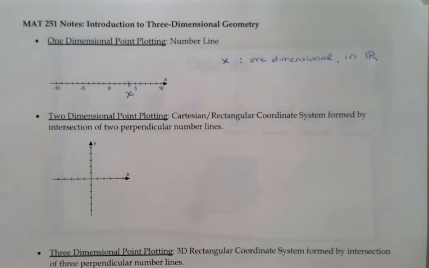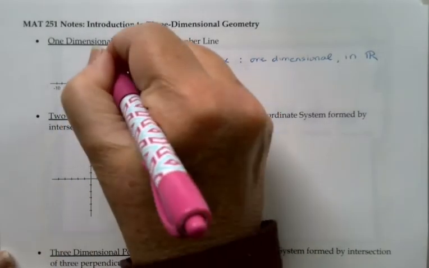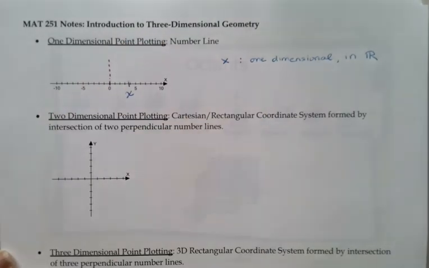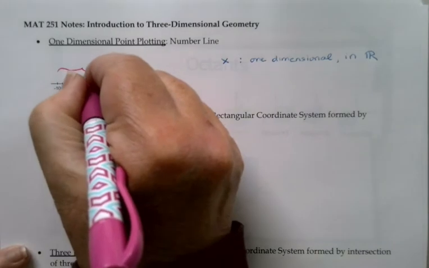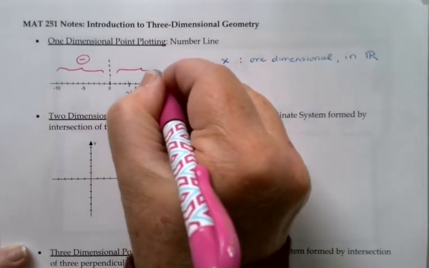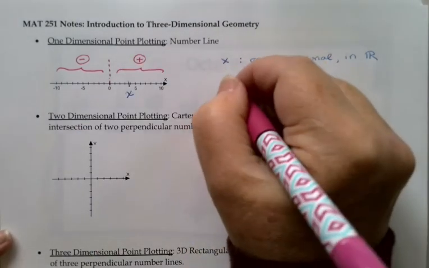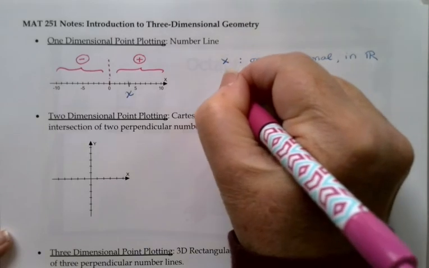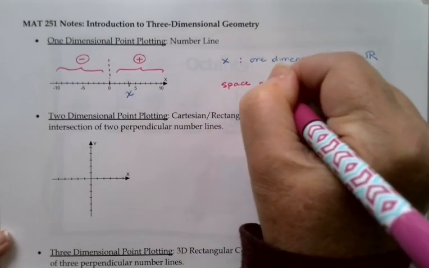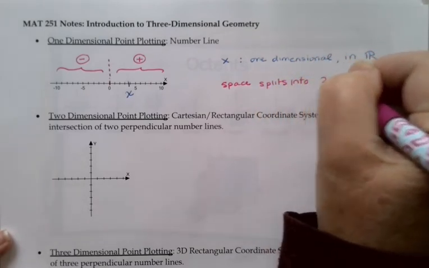The other thing I would like to point out here is that the origin, 0, splits our space, our one-dimensional space, into two parts, right? This part, which is the set of negative real numbers, and this side, which is the set of positive real numbers. So this space neatly splits into two parts.